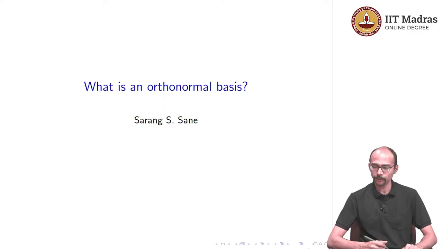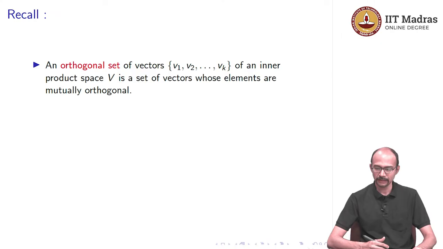In this video, we are going to talk about what is an orthonormal basis. Let's first recall that we have defined what is an orthogonal set. An orthogonal set of vectors v1, v2, ..., vk in an inner product space is a set of vectors whose elements are mutually orthogonal. That means if you take the inner product of vi and vj, where i is not equal to j, then this is 0.